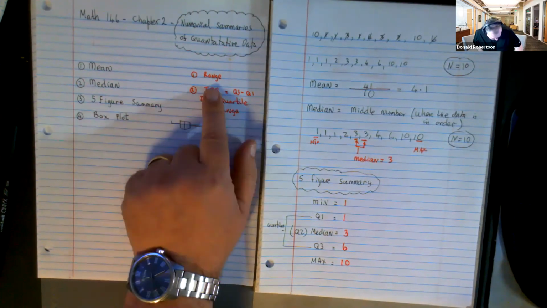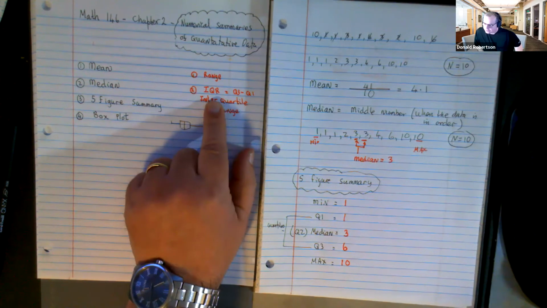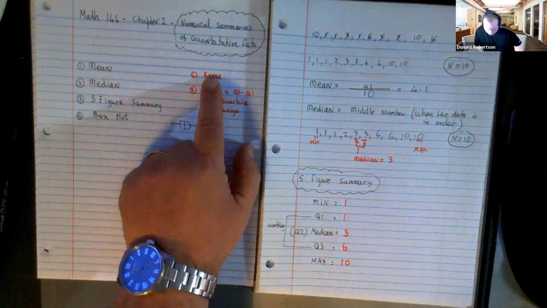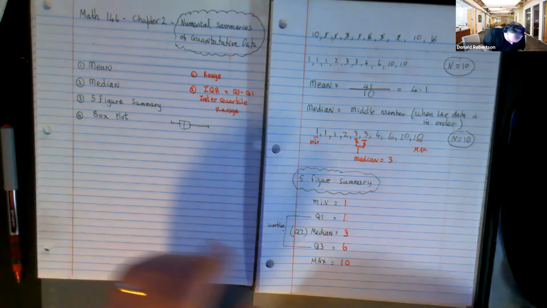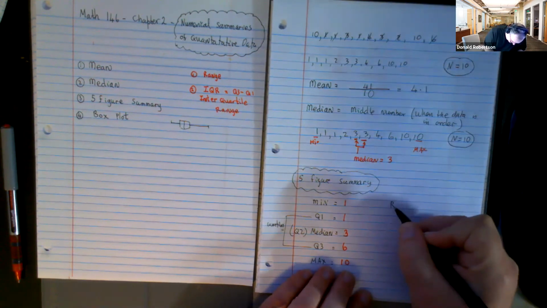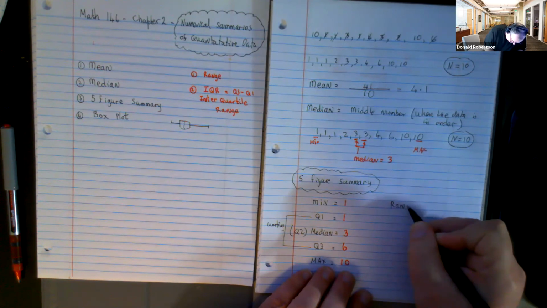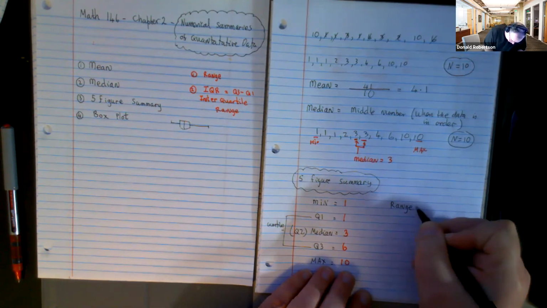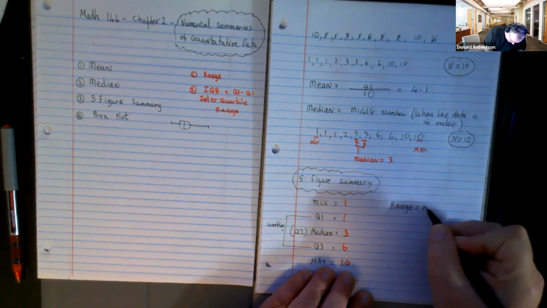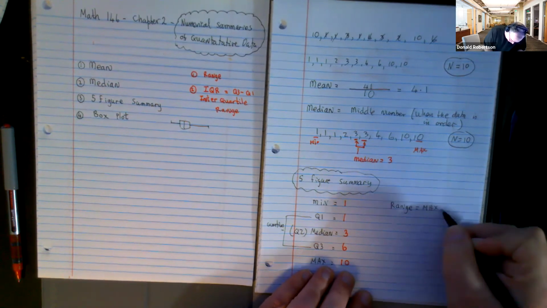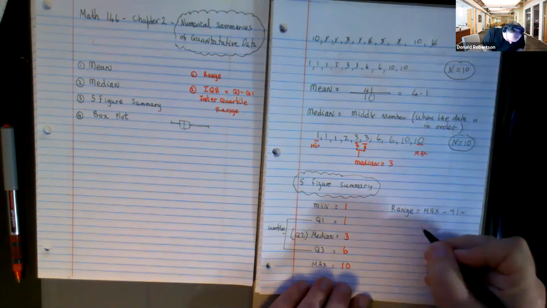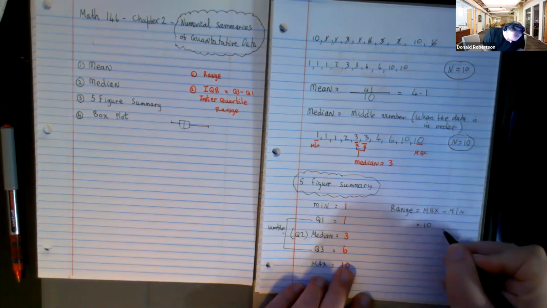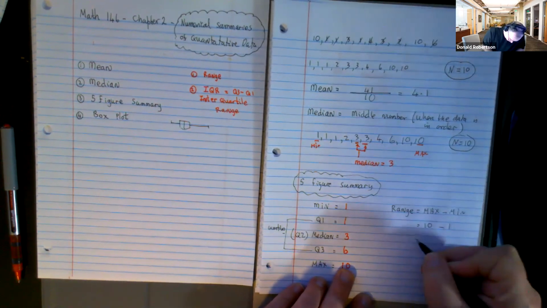Now let's do a range and an interquartile range. Let's get these done with, and that's us basically done with the numerical summaries. The range is the difference between the biggest number and the smallest. So you get the range from here. The biggest we had was 10, the smallest we had was 1. So the range is 9.